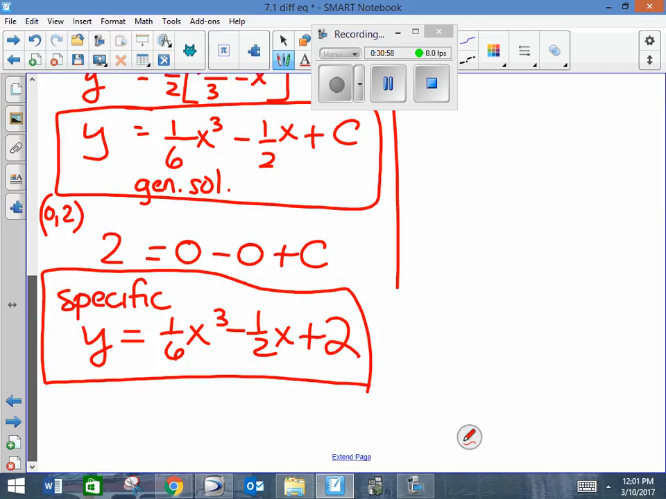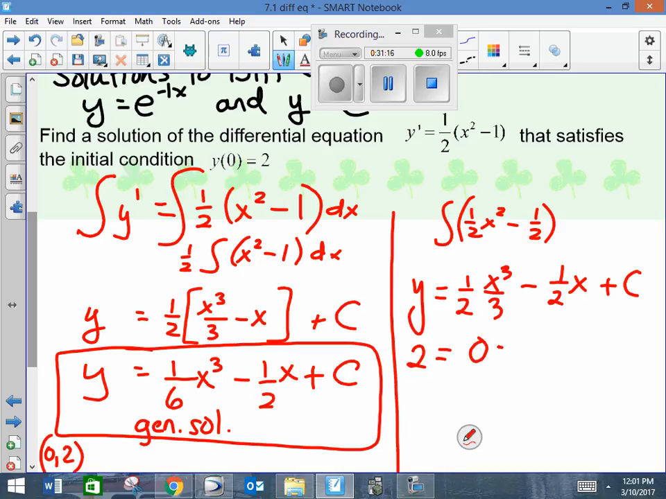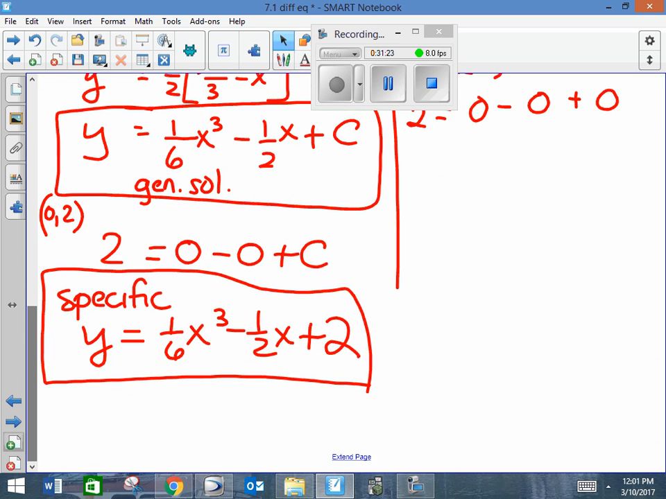All right. Now, if you distributed first, you'll get 1/2 x cubed over 3. There's your 1/6 minus 1/2 x plus c. Then you put in 0 and 2. You get the same thing. It's the same thing, so it doesn't matter. Any questions?